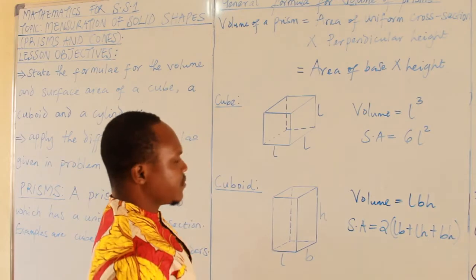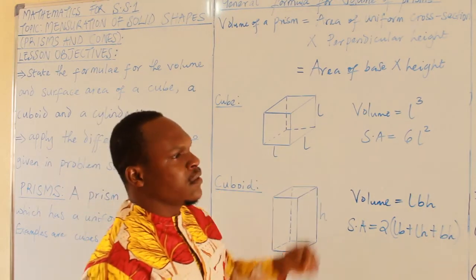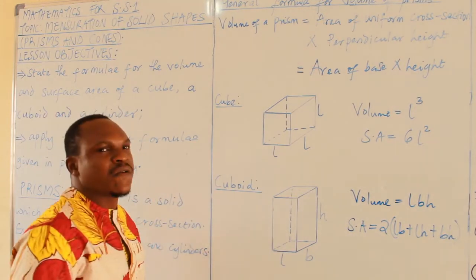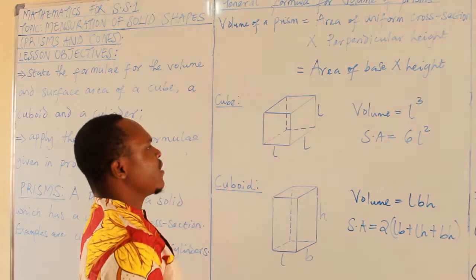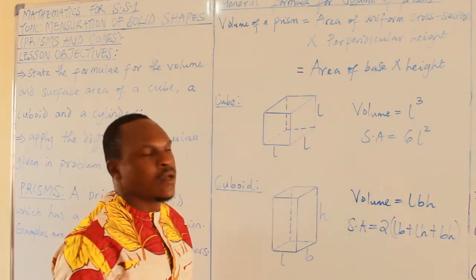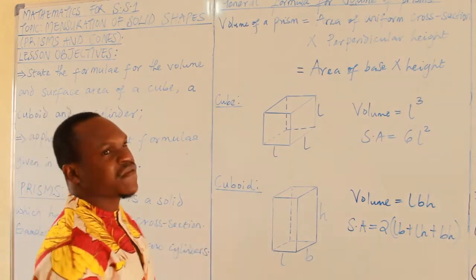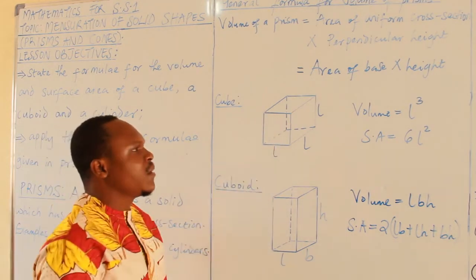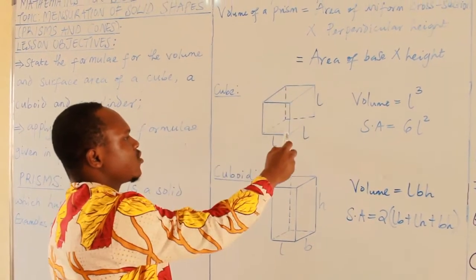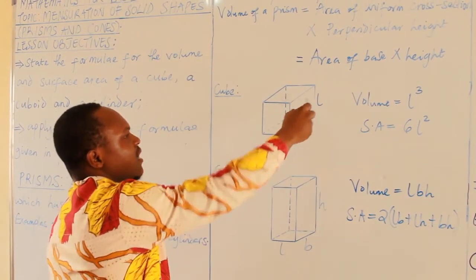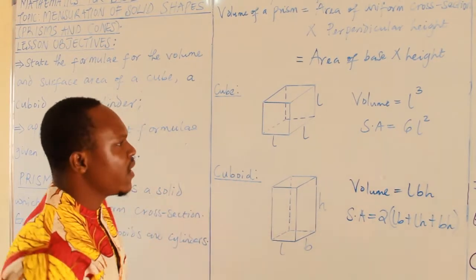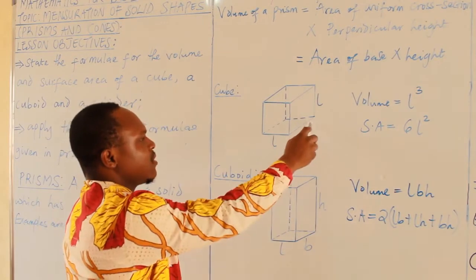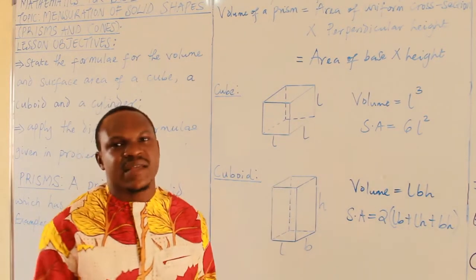Now, SA represents the surface area of a cube. When we talk about the surface area of a cube, we are talking about the area of all the surfaces of the cube. A cube has 6 surfaces: the top, the bottom, the left side, the right side, the front, and the back. That gives us 6 different squares, and the area of a square is L times L, which gives us L squared.